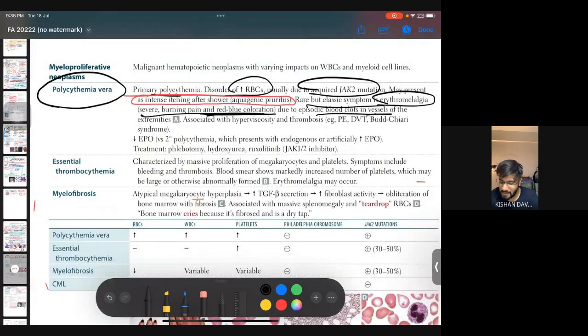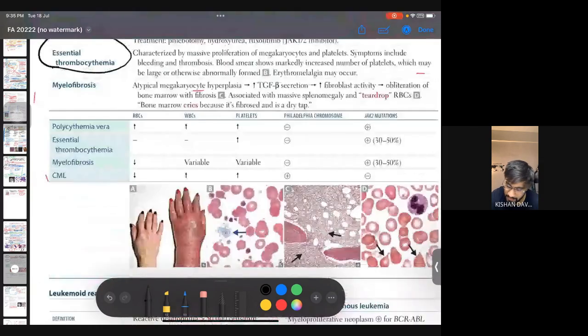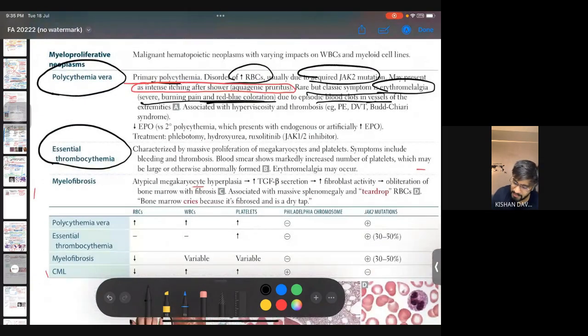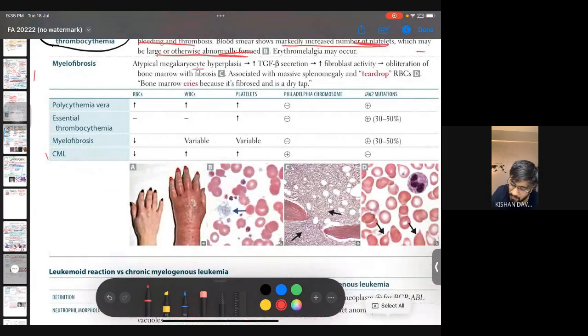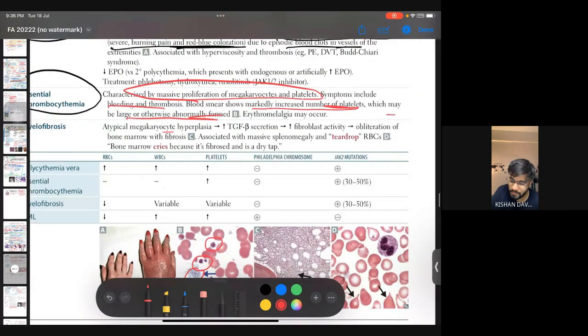Coming to essential thrombocythemia. So what do we see here? Characterized by massive proliferation of megakaryocytes and platelets. RBCs have no role here. Symptoms include bleeding and thrombosis. Blood smear shows a markedly increased number of platelets which may be large or otherwise abnormal. Big platelets. Big platelets. Okay, so this is essential thrombocythemia.